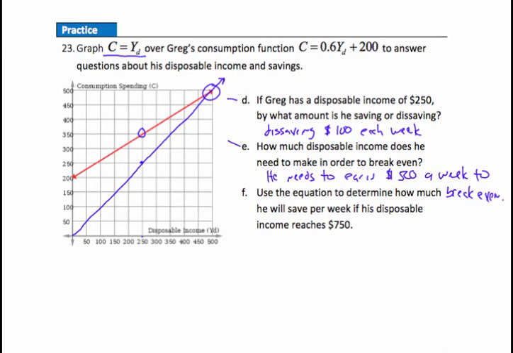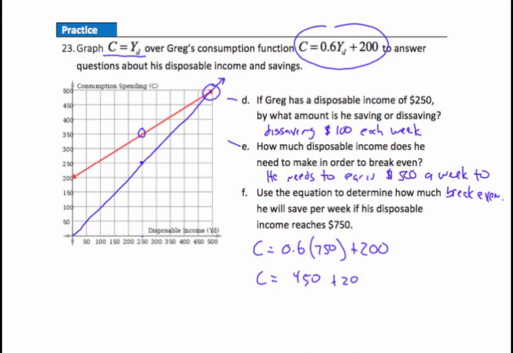F. Use the equation to determine how much he will save per week if his disposable income reaches $750. All right, well, let's use his consumption function here. And we'll plug that $750 in for his disposable income, so it would look like this: 0.6 times 750 plus 200. Okay, so we get 450 when we multiply 0.6 times 750, plus 200.